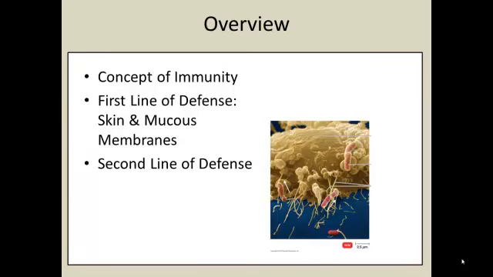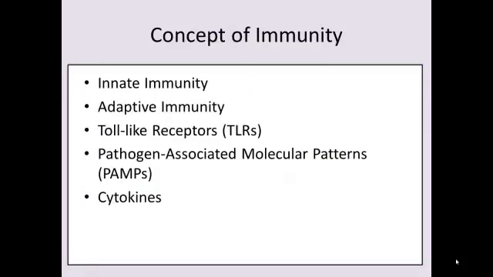In these two topics, we're going to be covering the concept of immunity, the first line of defense, specifically skin and mucous membranes, and the second line of defense. Under the topic of the concept of immunity, we're going to talk about innate immunity, adaptive immunity, toll-like receptors, or TLRs, pathogen-associated molecular patterns, or PAMPs, and cytokines.